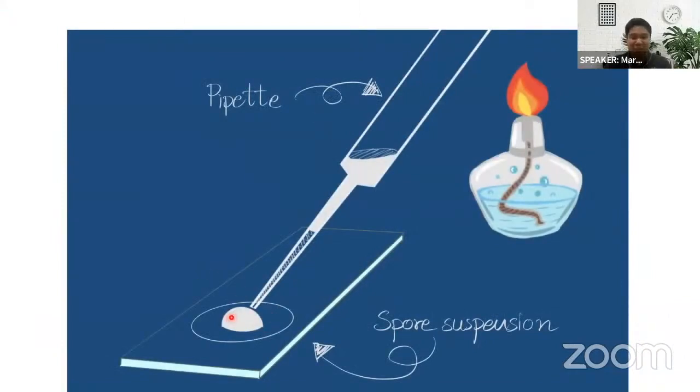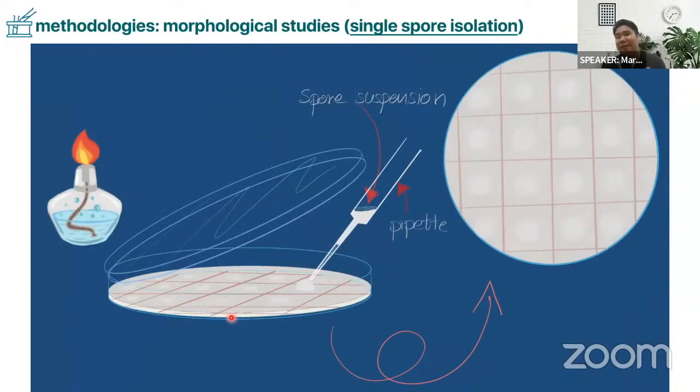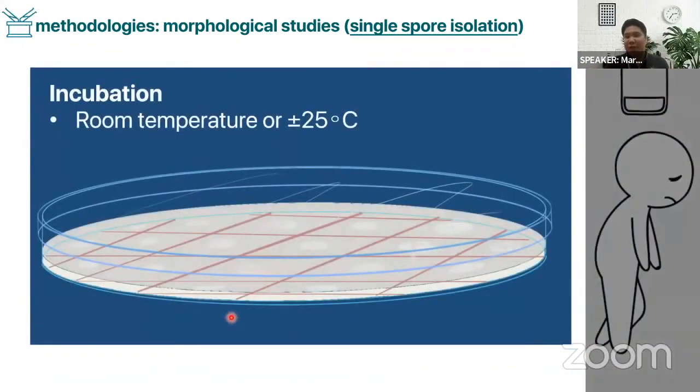Pipette it out and put it in your gridded petri dish or media plates. Incubate at room temperature for 1 day, but for aquatic fungi, usually it takes 2 to 3 days for them to germinate because they're very slow growing. And sleep. I will sleep then.